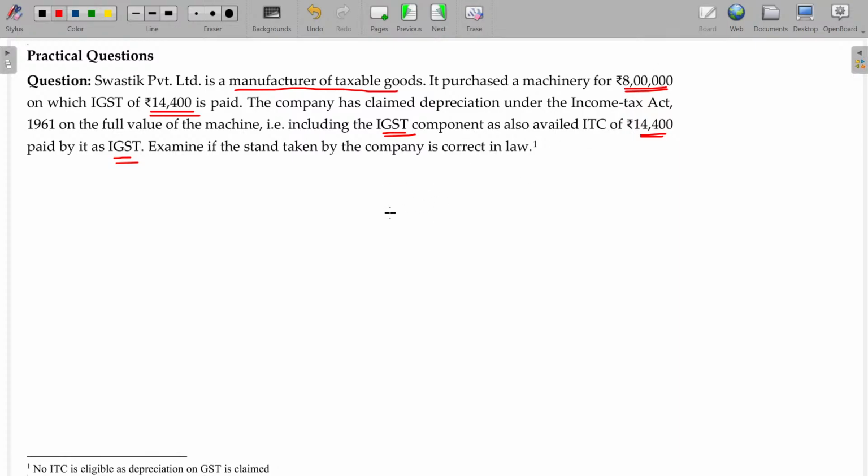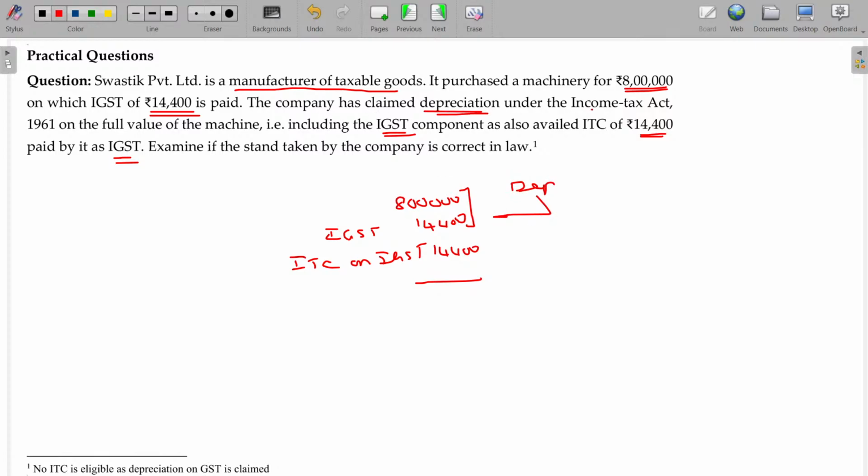Okay. Purchased machinery 8 lakhs. IGST paid on this being 14,400. ITC claimed on IGST being 14,400. Now, they have claimed the depreciation on this total value. The company has claimed depreciation under the Income Tax Act 1961 on the full value of the machine, means 8 lakhs 14,400. Now the question is, is it correct?